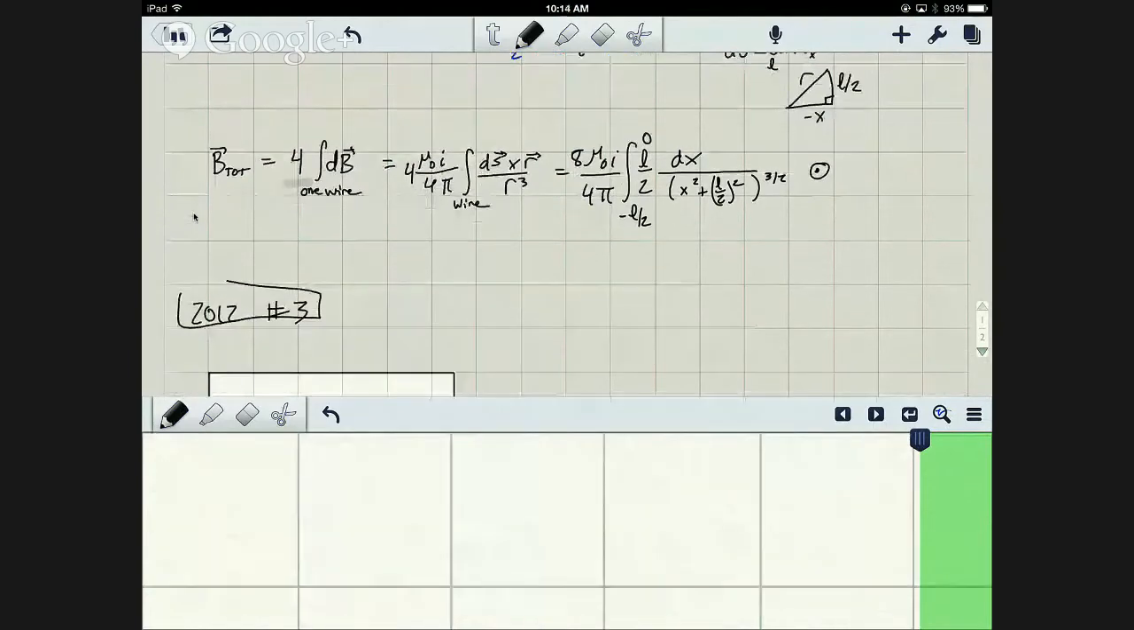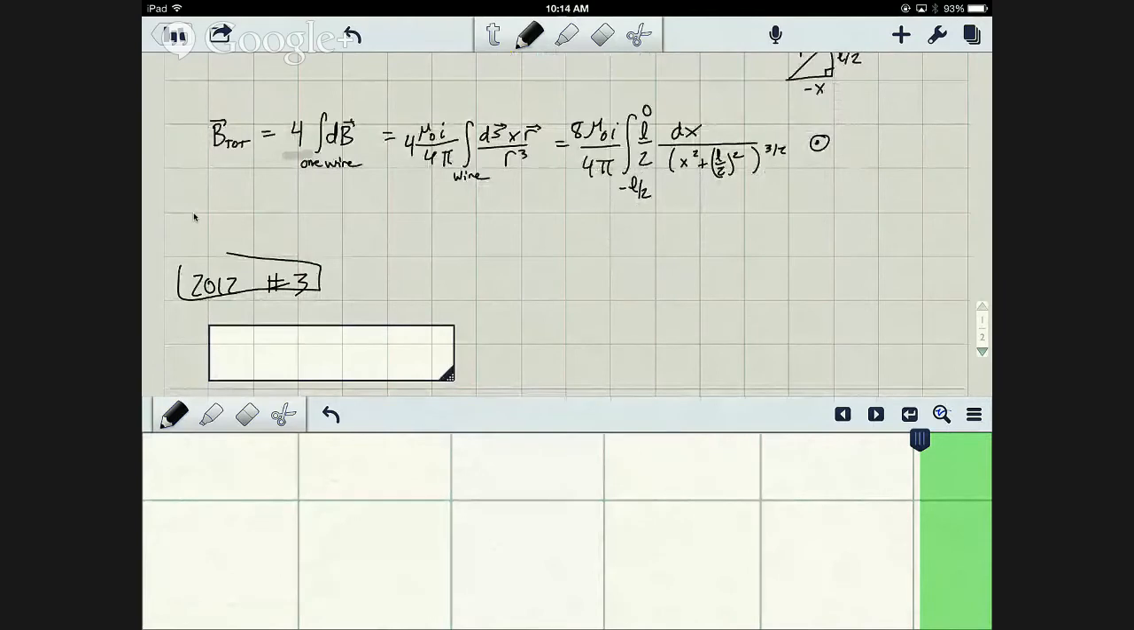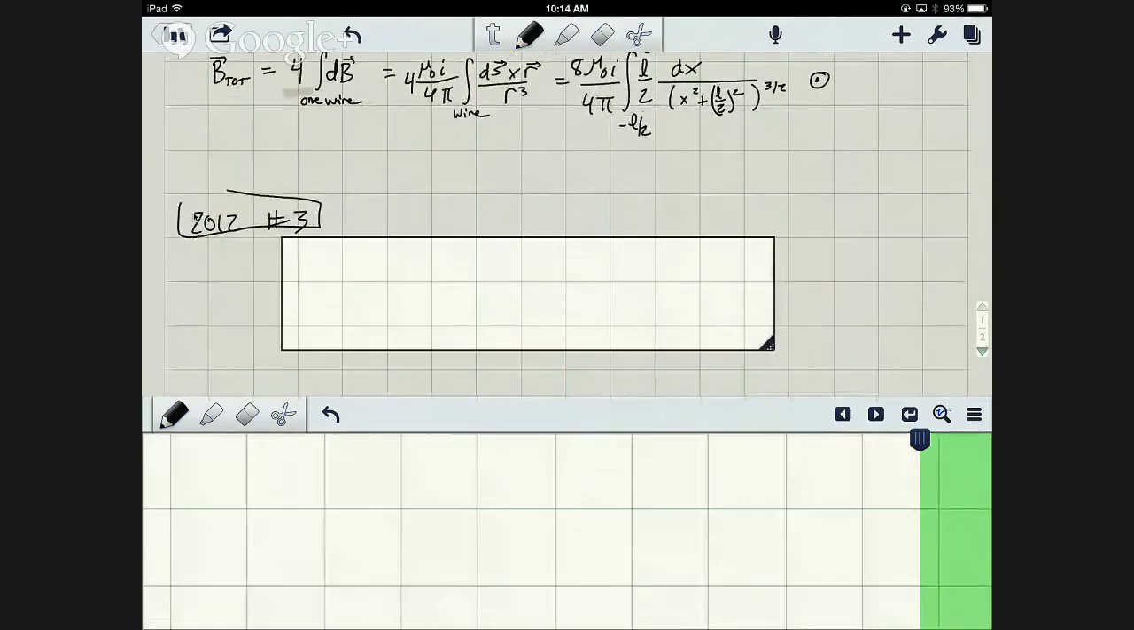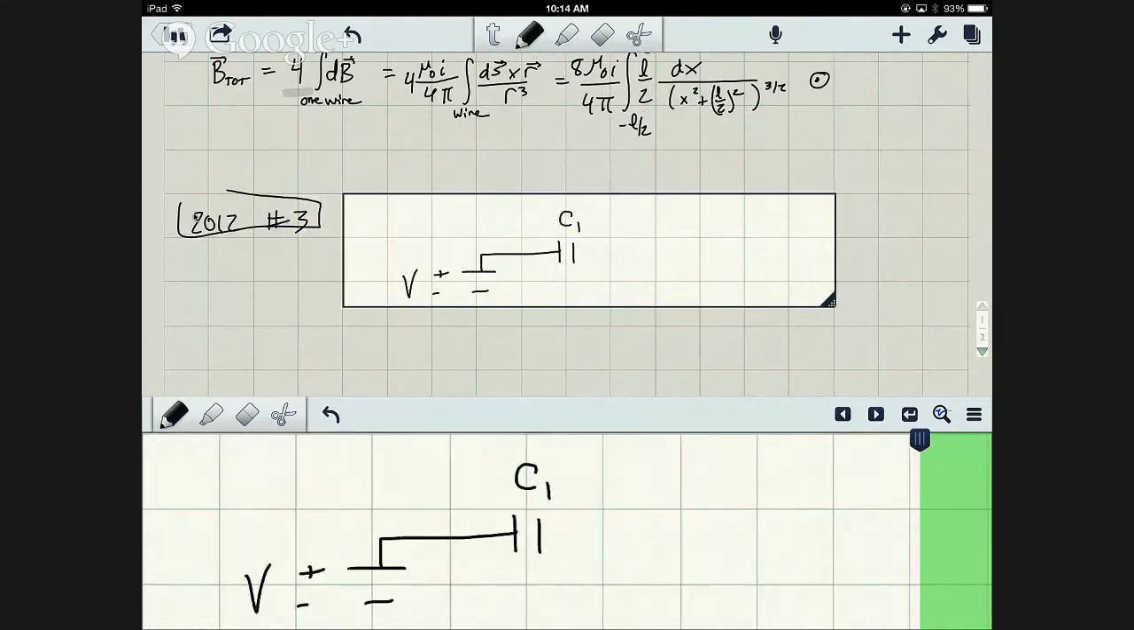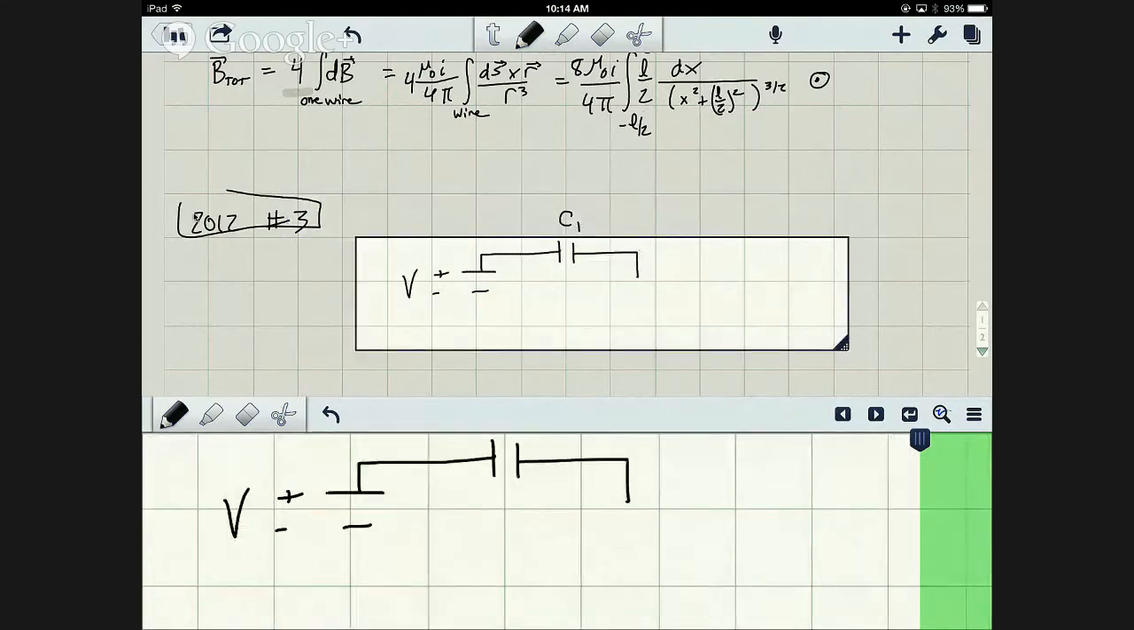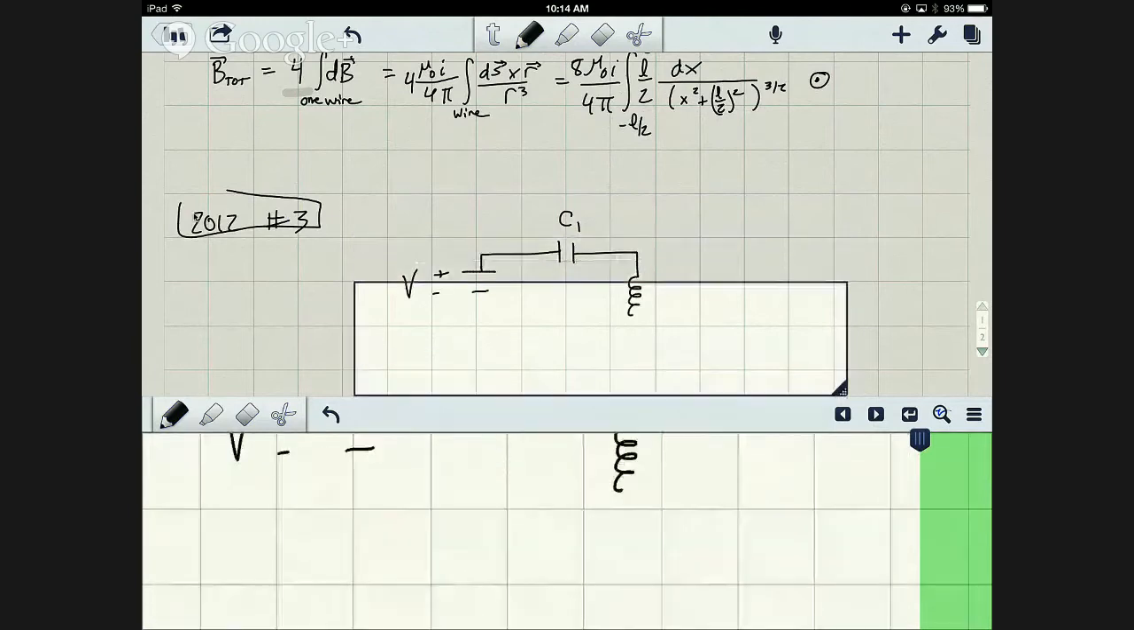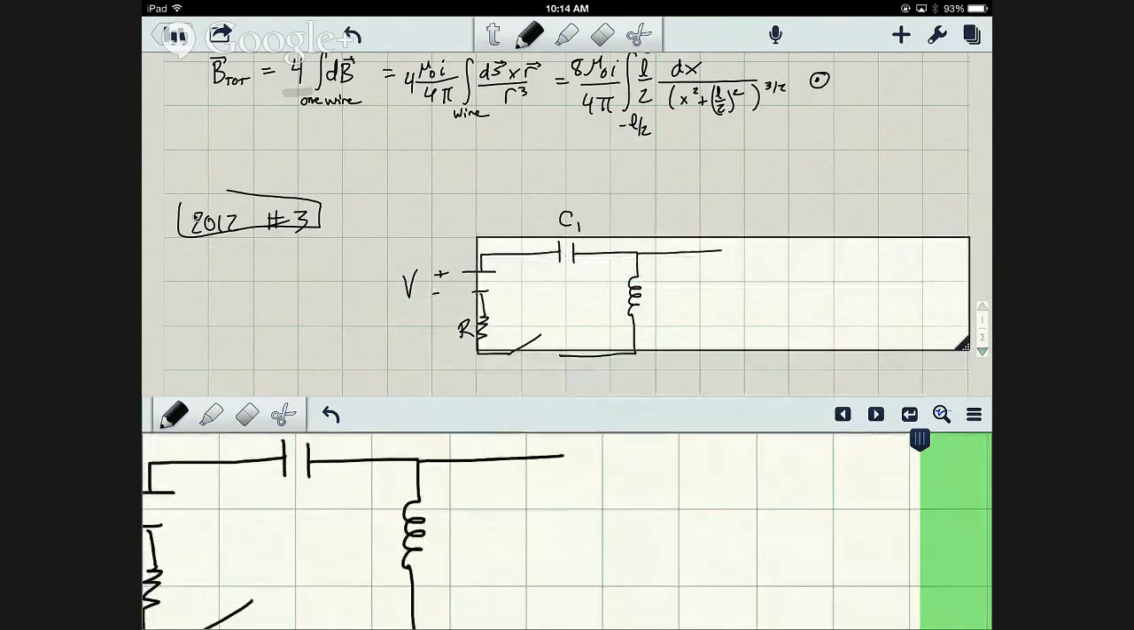Okay. So what do we got? Got a battery here. Okay. And we have capacitor C1, inductor, switch, resistor, so R, and then C2 over here.